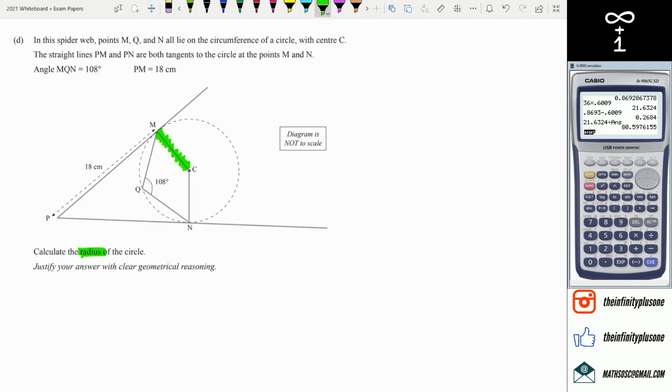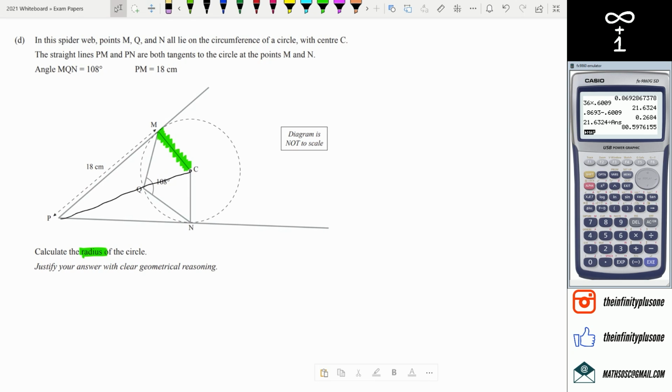Now we've got this 18 outside here, right? So it's possible that we're going to have to create some sort of triangle like this. If we have that 18, and if we figure out what this angle is, then we can use trigonometry to work out what the green side is.